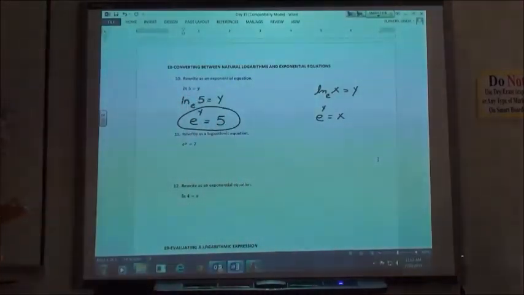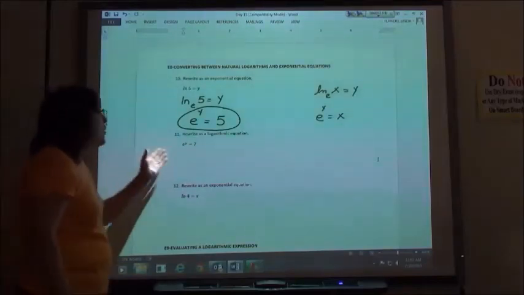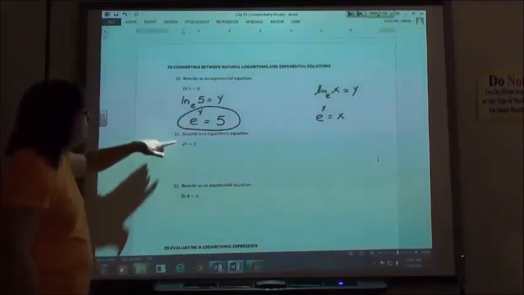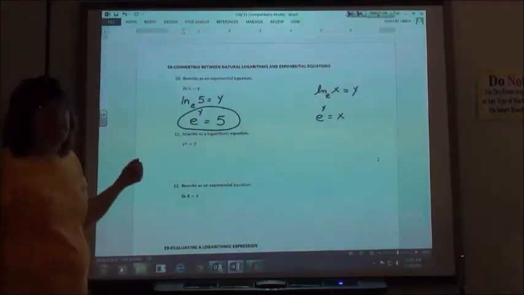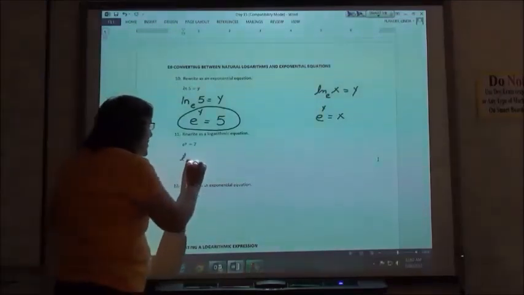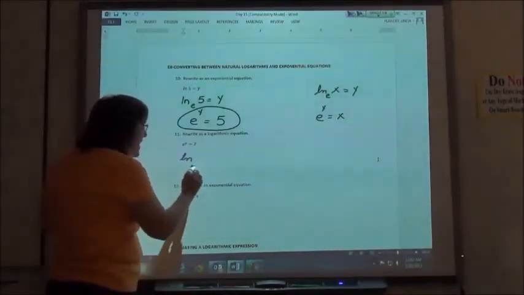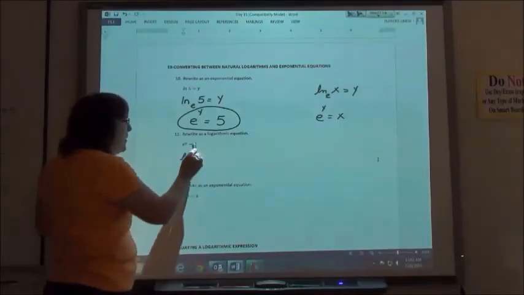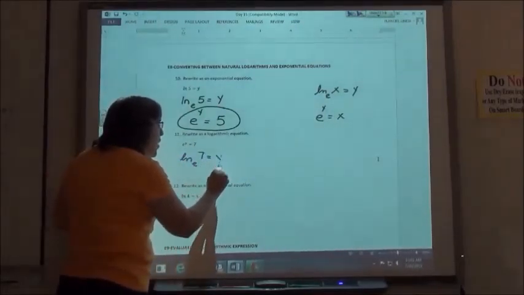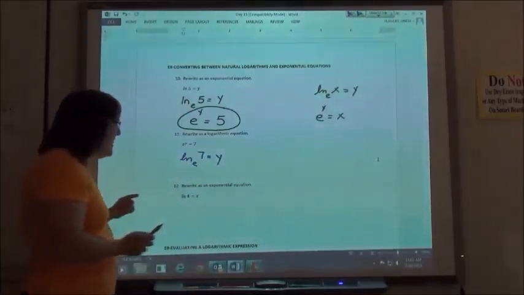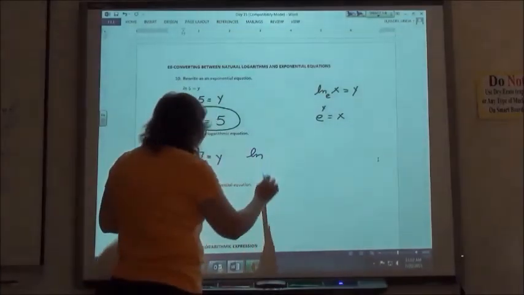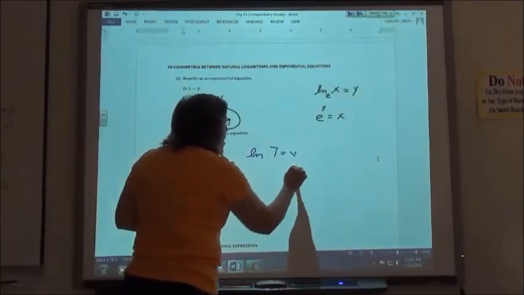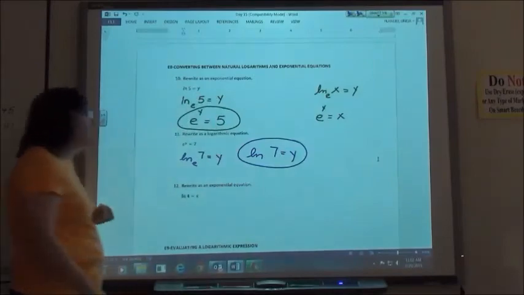Here I have it written in base e exponential form, and I want it in logarithmic form. Since it's base e, I know it has to be the natural log. So the natural log, base e, of 7 equals y. However, I don't need the e in there, so I'm just going to say the natural log of 7 equals y, and that's going to be the best form for my answer.